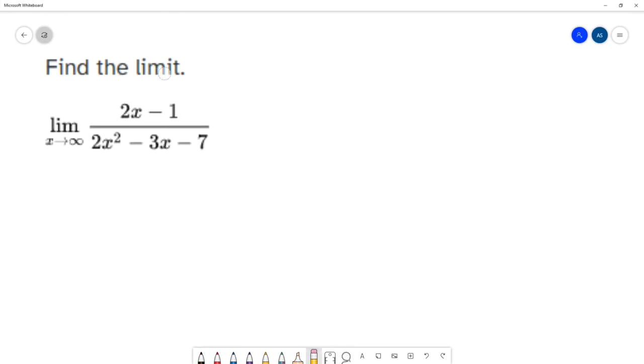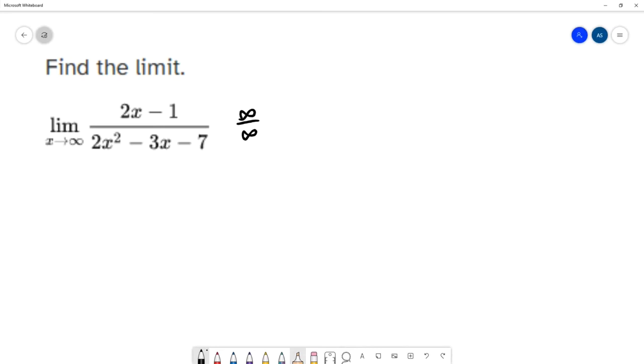On this example, we want to find the limit, and this limit is, as x approaches infinity, of 2x minus 1 over 2x squared minus 3x minus 7. So if we were to use direct substitution on this one, we would end up getting infinity over infinity, which is one of our indeterminate forms. And so what I want to do is use a little bit of an algebra trick to rewrite this so that we don't get an indeterminate form.